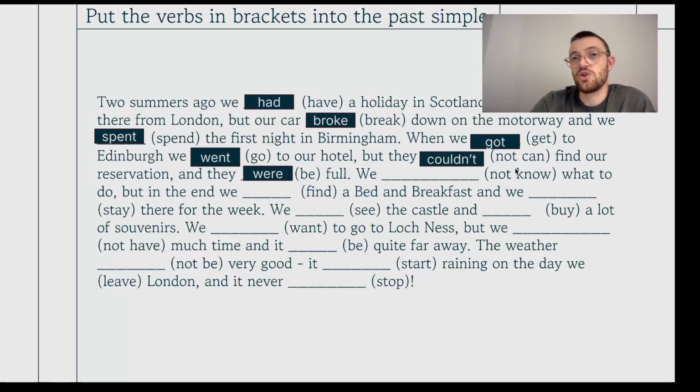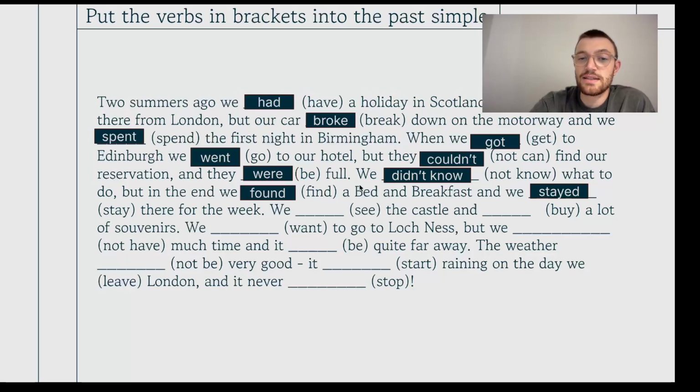We not know what to do. Okay, so you remember that for a negative we need to use an auxiliary verb, and that auxiliary verb is going to be do. So we didn't know. We didn't know what to do. But in the end, we find in the past is found. But in the end, we found a bed and breakfast, and we stayed there. Stay in the past tense. Stayed there for the week.